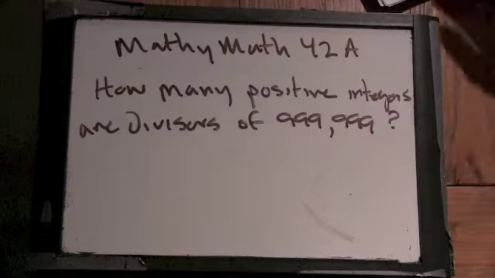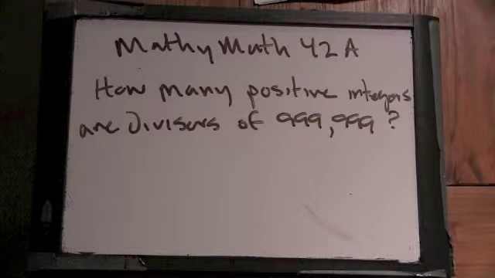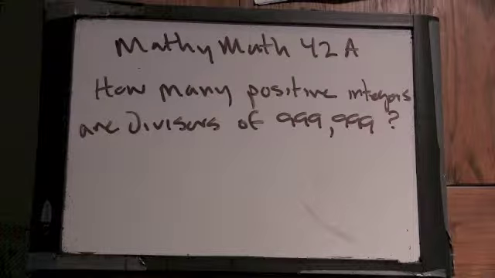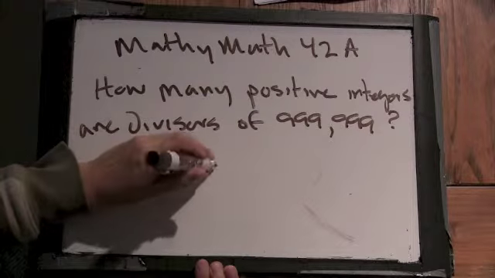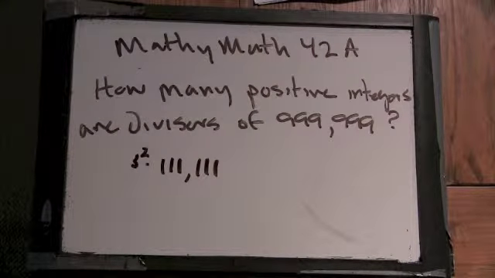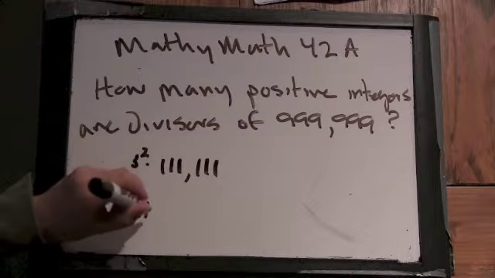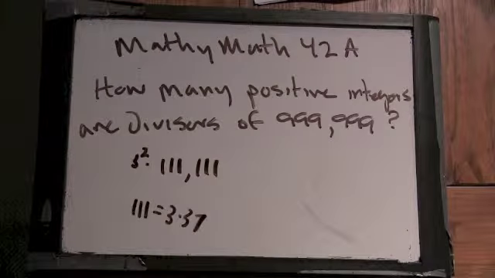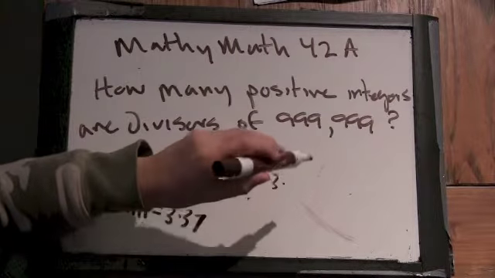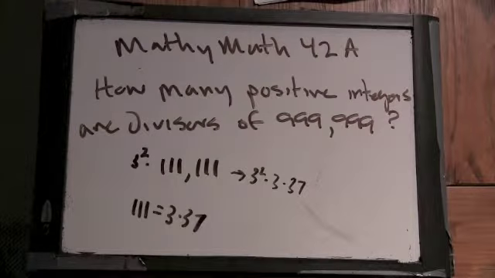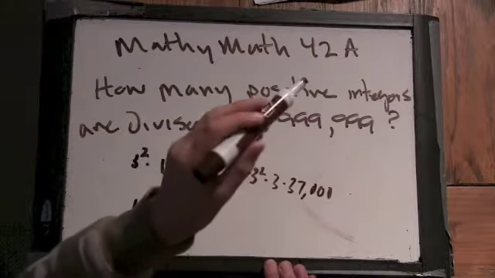This is the challenge problem from chapter 5, challenge problem number 1: how many positive integers are divisors of 999,999? Well, I'm going to factor this number. It's 3 squared times 111,111. And I know that 111 is 3 times 37. So this number is 3 squared times 3 times 37.